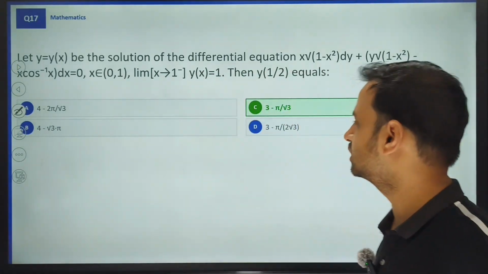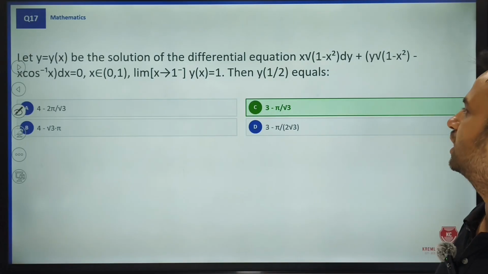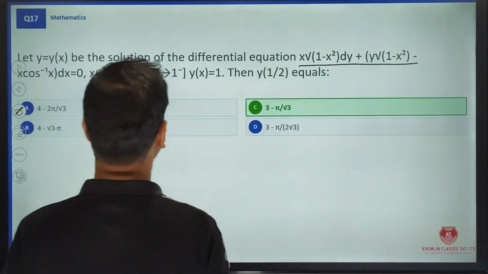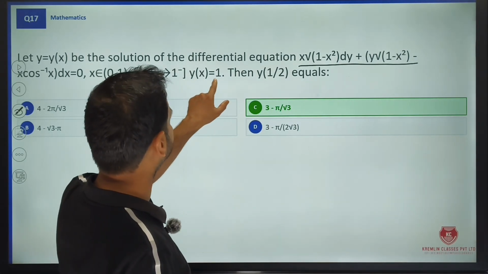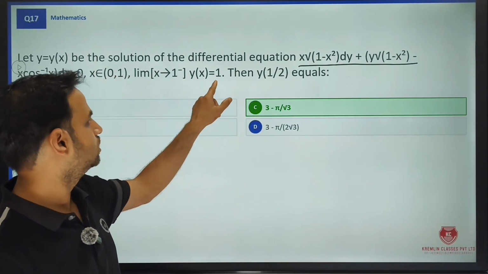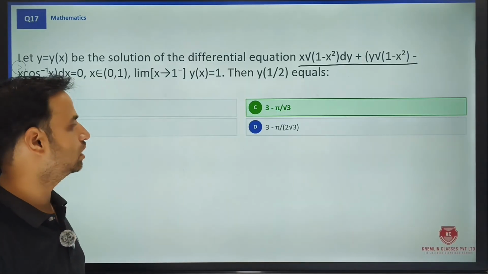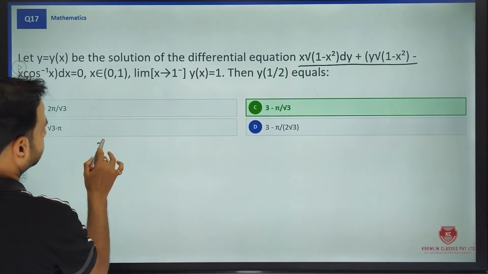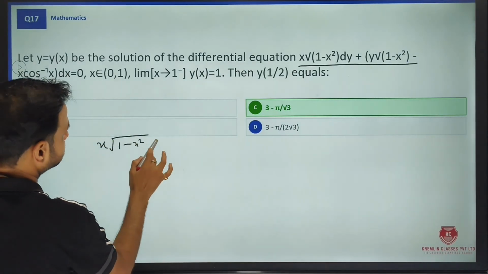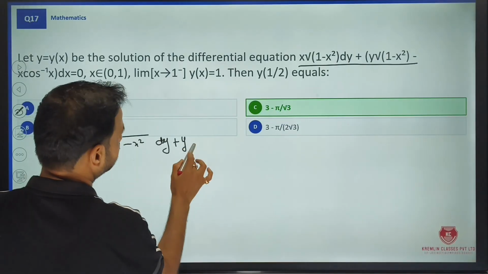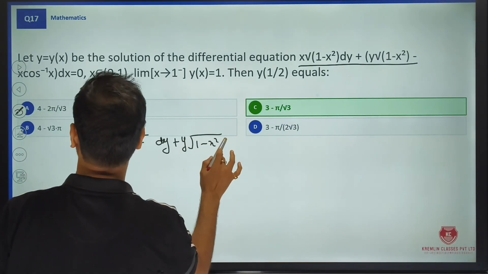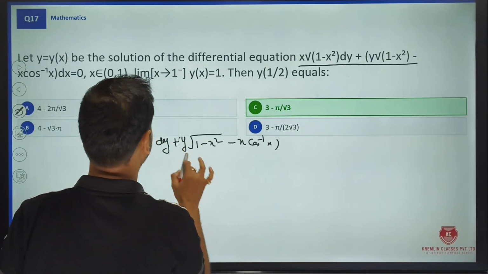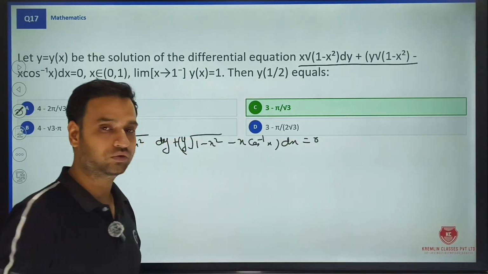Now this is a question of differential equation again. Let y equal to y(x) be the solution of this differential equation, x belongs to 0 to 1, y(1) is given as 1, and y(1/2) is asked. I am rewriting the equation: y root of 1 minus x square minus x cos inverse x dx equals 0.